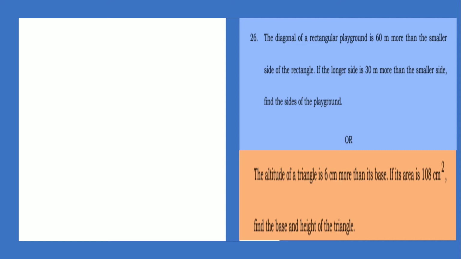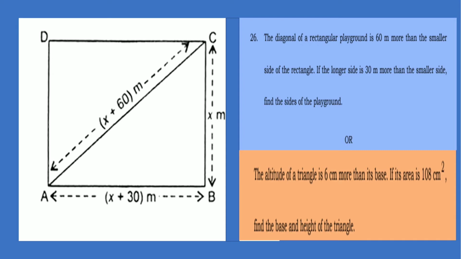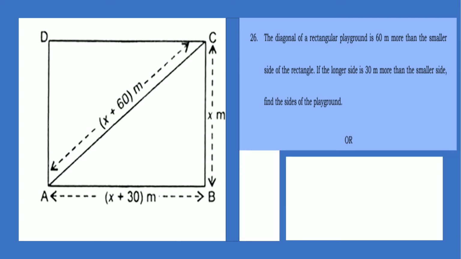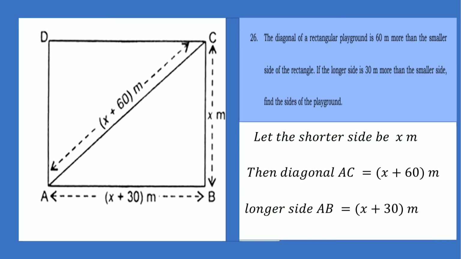The diagonal of a rectangular playground is 60 meter more than the smaller side of the rectangle. If the longer side is 30 meter more than the smaller side, find the sides of the playground. It has an internal choice, but let us now do this one. Let the shorter side BC be x meter. Then the diagonal is x + 60, and the longer side is x + 30.